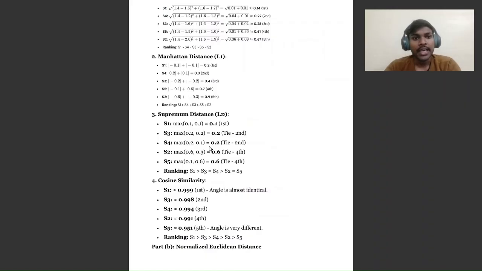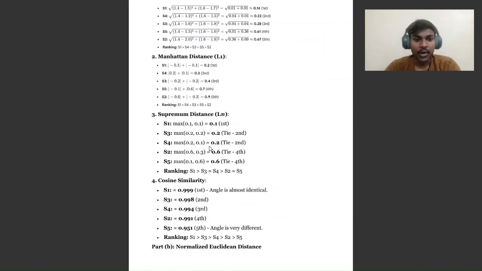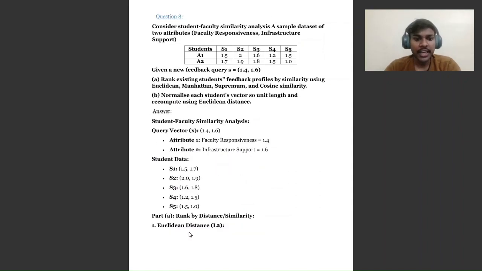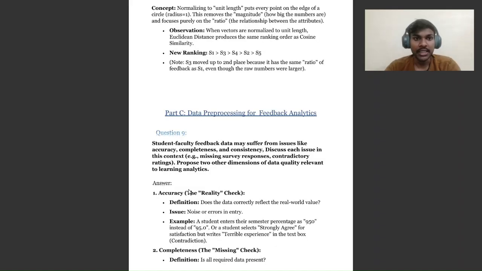And here we can see all the calculations of the above mentioned methods in the step-wise column. Here we have Euclidean distance, which is L2, Manhattan distance L1, supremum distance L infinity, and cosine similarity. And now coming to the calculations of part B, which is normalized Euclidean distance, we have its concept and the rankings as we have discussed.